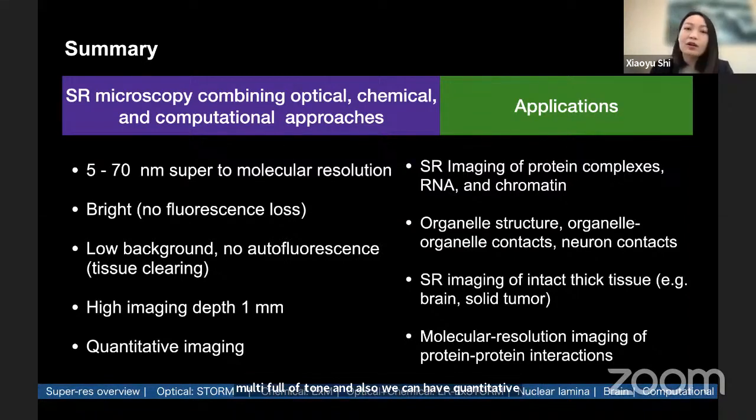And for the applications, now we are really moving to molecular resolution. So a lot of things super resolution microscopy cannot achieve can now be seen, for example, the protein-protein interactions. But of course, it really depends on what microscope you use and how large you expand your cell. It can definitely handle a wide range of super resolution imaging of protein complexes, RNA and chromatin, organelle structure, organelle contacts, and also thick tissue, because it's a cleared sample during this whole expansion procedure.